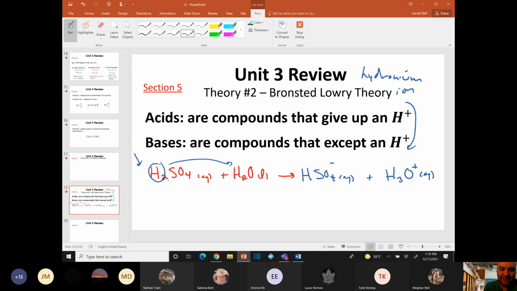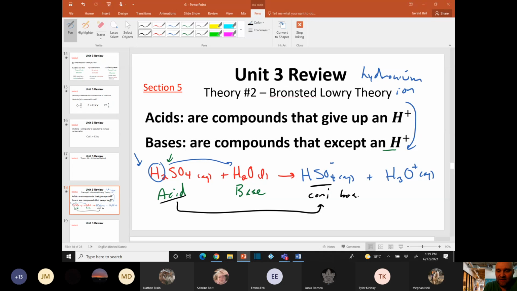Even before I get to that, we should probably label this. The very first thing here was sulfuric acid, so it has to be an acid. Water accepted that hydrogen, so this must be acting as a base. Once you've got that, it's probably safe to go ahead and do your pairs. So these two here are going to pair up. If this was an acid, that makes that a conjugate base. And these two are going to pair up. If that's a base, that makes that the conjugate acid.